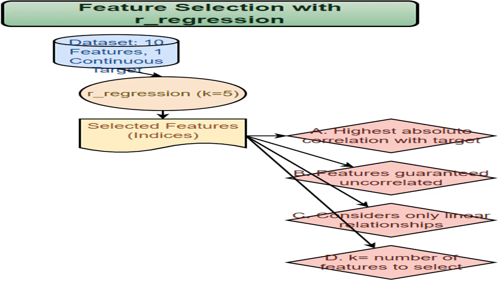The k in *r_regression tells me how many features I want to keep. If I set k equals 5, it means I am keeping the top 5 features, not discarding 5 features. I am choosing only the top 5 features.